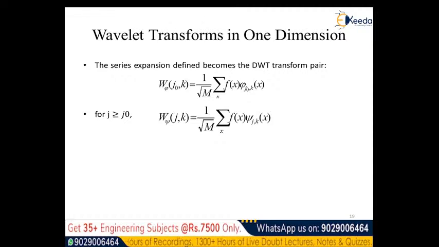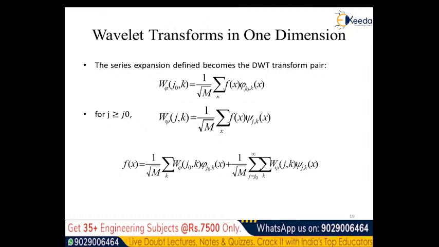Now the generalized representation of the original signal, which we have been representing by f of x, is here on the left hand side. This is in terms of the two terms added on the right hand side. In the first term we have 1 upon under root m, the summation operation over the W suffix phi in the bracket j0 comma k, multiplied by the scaling function phi as a function of x in the suffix j0 comma k here.